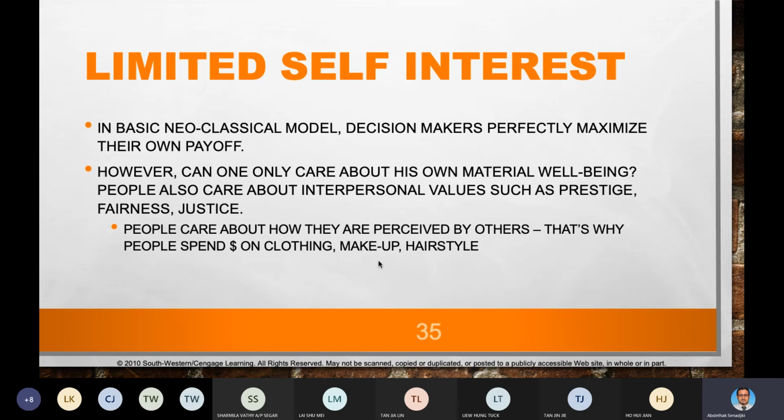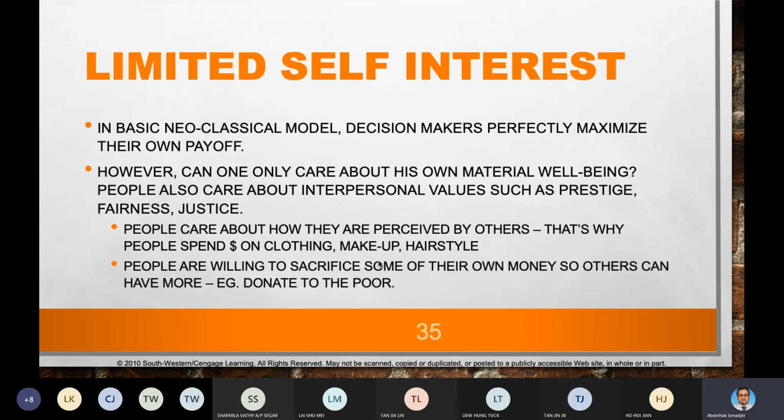For example, people care about how they are perceived by others. That's why you may spend a lot on your clothing, makeup, ladies' makeup, hairstyle. People also are willing to sacrifice some of their own money to do charities, to donate to poor people.